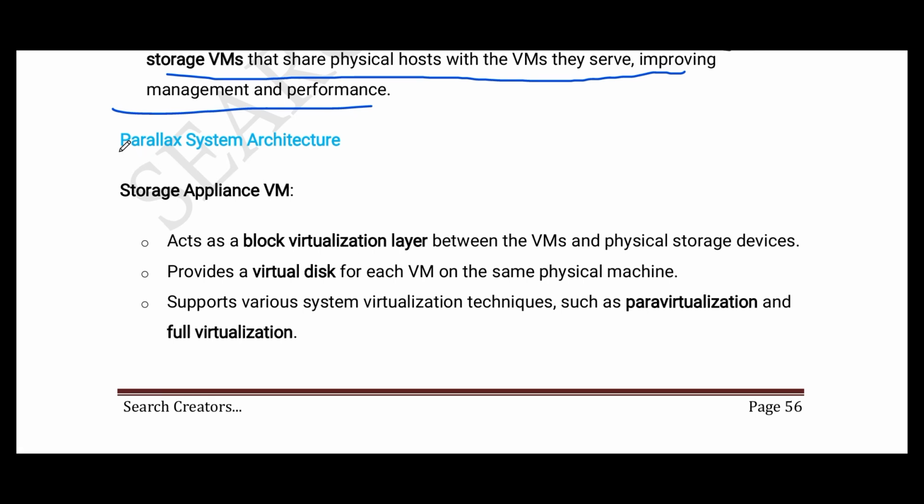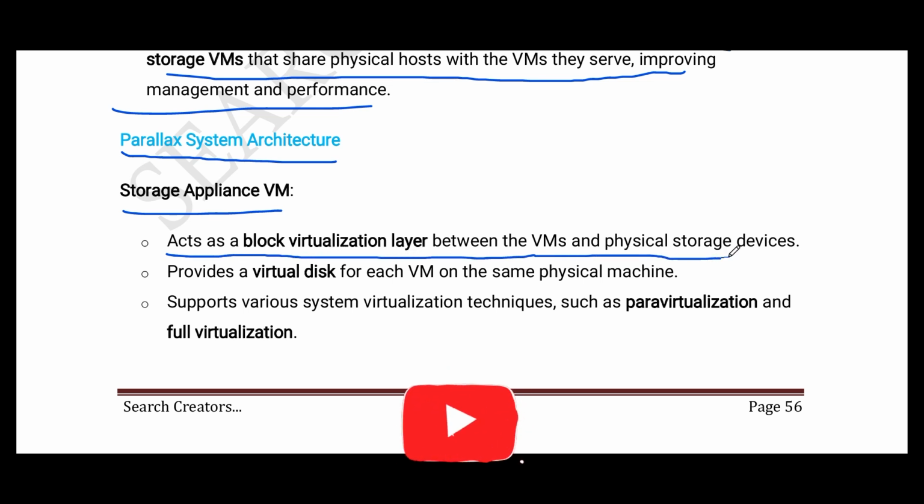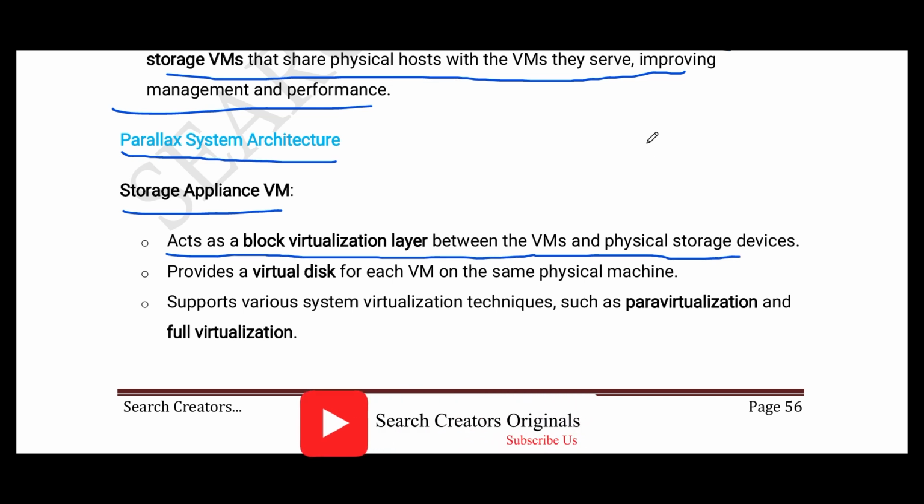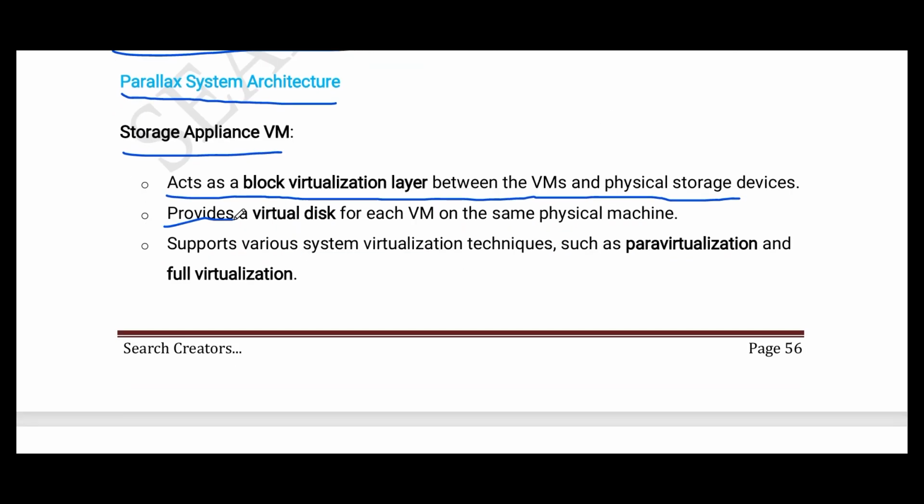We are going to look at the Parallelx system architecture. The storage appliance virtual machine acts as a block virtualization layer between the virtual machines and the physical storage devices. It provides a virtual disk for each virtual machine on the same physical machine.